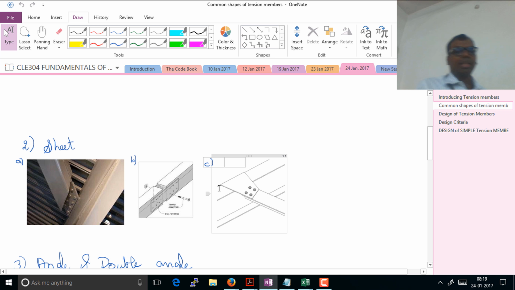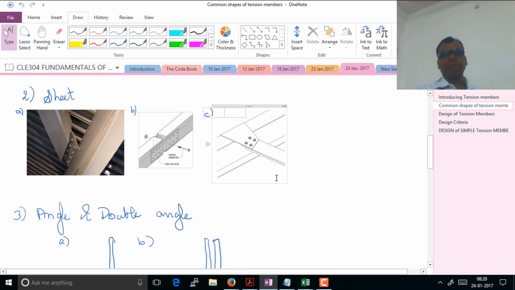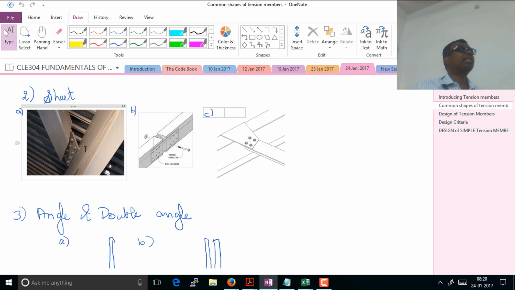So you see there are three types. See here there is an angle connected with one leg with 4 bolts. Then you got two joists connected by a plate, and it's also pinned. Just look at these three diagrams A, B, and C. I think there is a question based on this also. This is nothing but a sheet of metal which is taking up the tension.